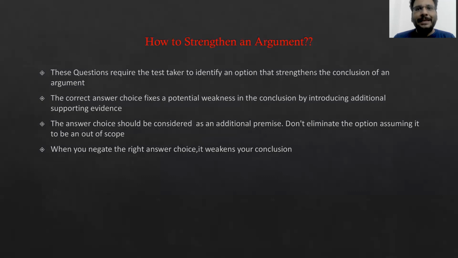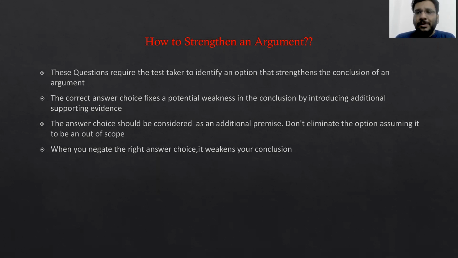Now, when it comes to strengthen an argument questions, the test taker needs to identify an option that strengthens the conclusion of the argument. The correct answer choice fixes a potential weakness in the conclusion by introducing additional supporting evidence. The answer choice should be considered as an additional premise. Don't eliminate the option assuming it to be out of scope. When you negate the right answer choice, it weakens your conclusion.